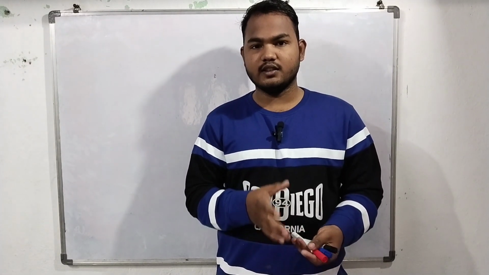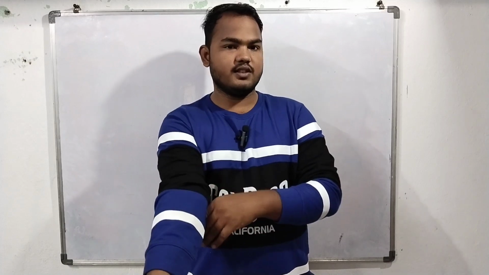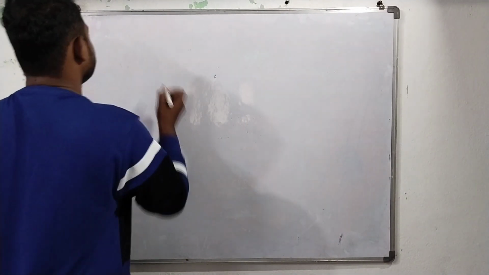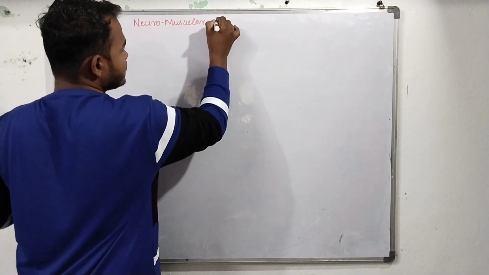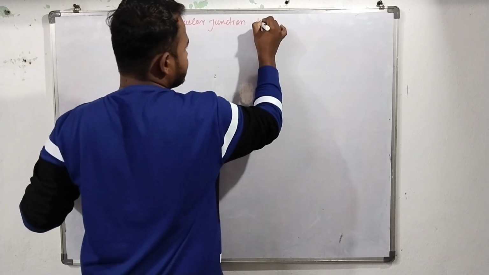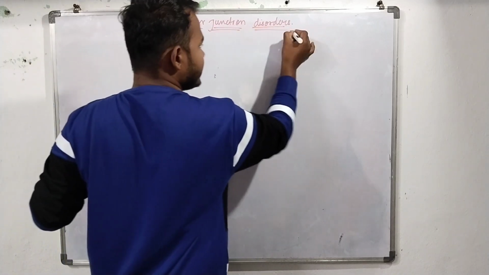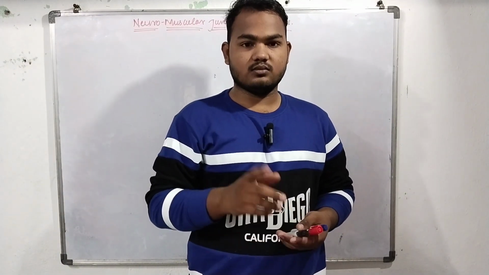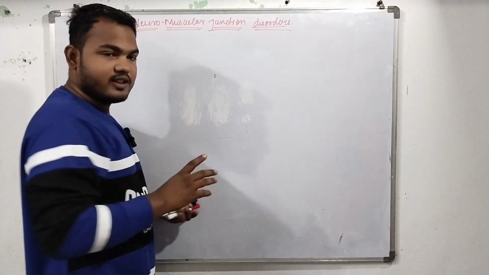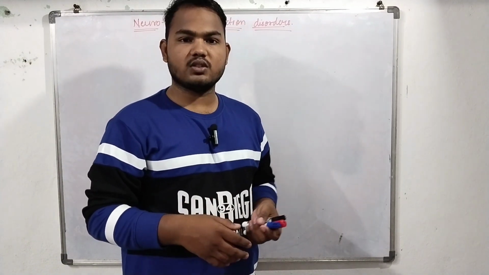Hi guys, today our topic is an important disorder that comes under the neuromuscular junction diseases. Here, in neuromuscular junction disorders, there are many disorders. One of the important disorders is Myasthenia Gravis. It is a neuromuscular disorder. Next, we will see in detail how the neuromuscular junction works.